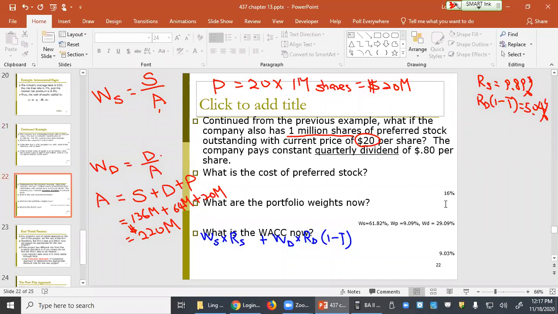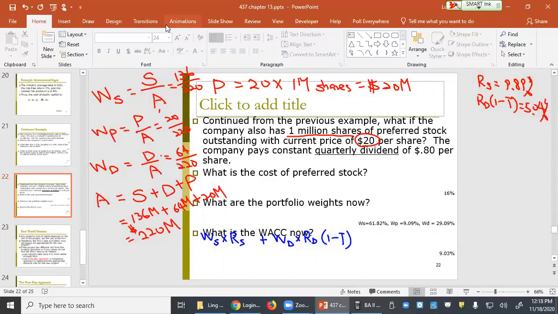Okay. So we have to recalculate for all the capital structure weights. Okay, because the denominator is no longer $200 million, but it's $220 million. So WS, it will be 136 divided by 220. Okay, WP will be market value of preferred stock divided by market value of assets. So mathematically, it is 20 divided by 220. Capital structure weight of debt, it'll be market value of debt divided by market value of assets. And the numbers are 64 divided by 220.